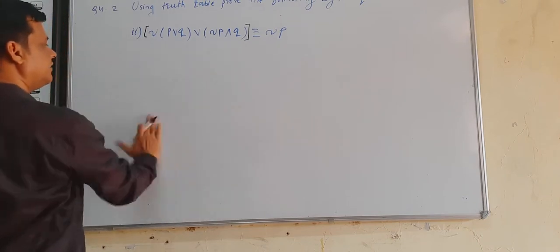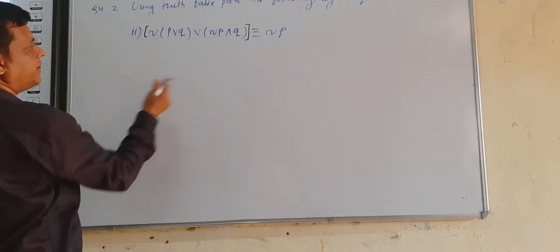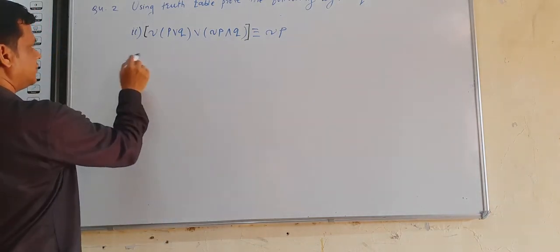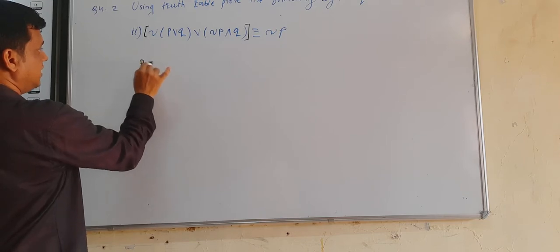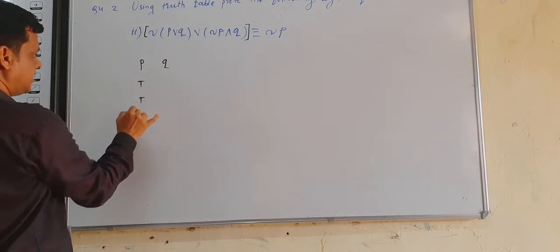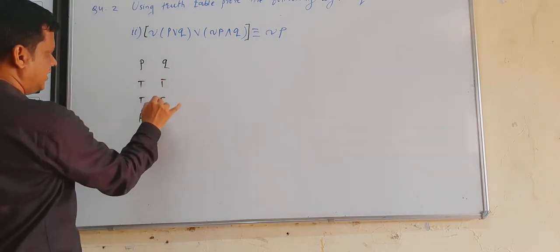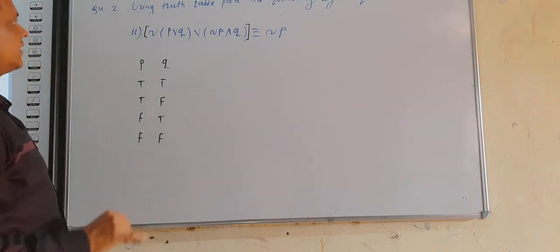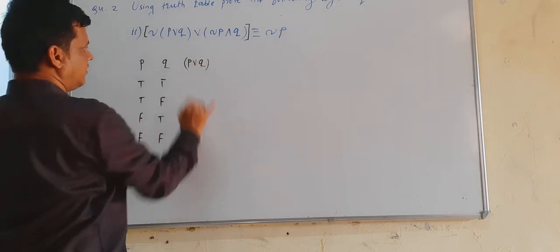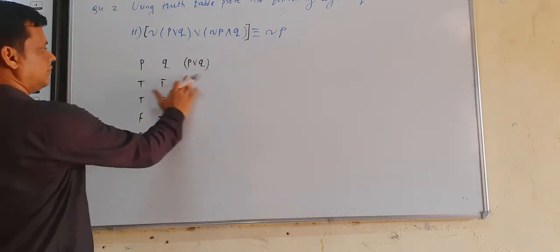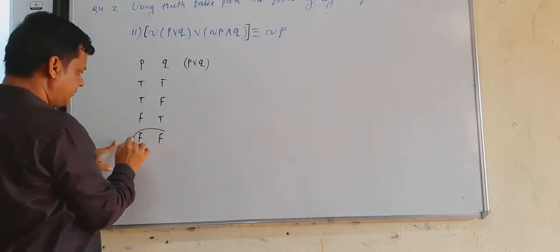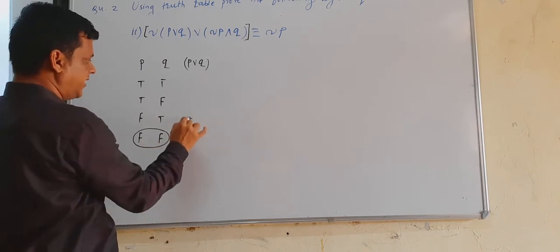Now prepare the truth table for the LHS first, then for the second. Here the total number of statements is two, P and Q. So the truth values are T, T, F, F, and T, F, T, F. Then we have to calculate the disjunction first, or prepare P or Q. In disjunction, if both the statements are false, then only its result is false, otherwise true.